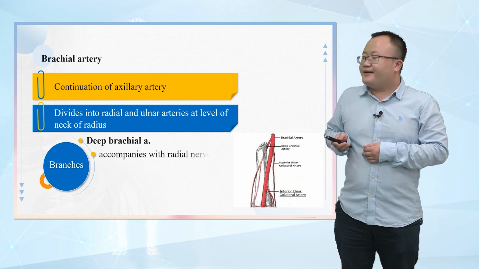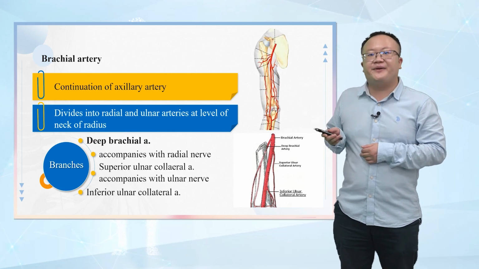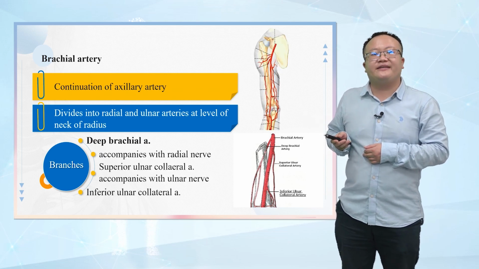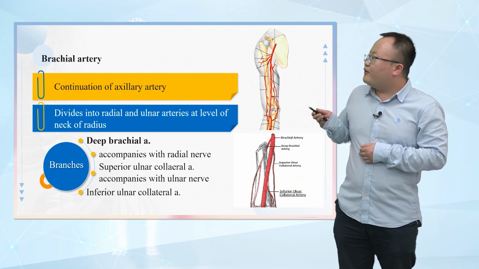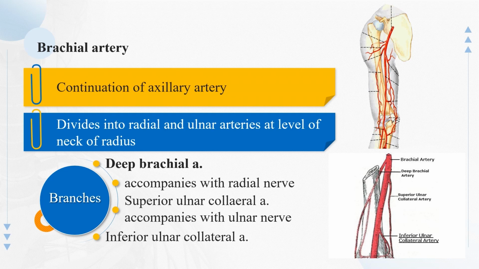The brachial artery is a continuation of the axillary artery. It is divided into the radial and ulnar arteries at the level of the neck of the radius. One important branch is the deep brachial artery, as demonstrated in the picture.